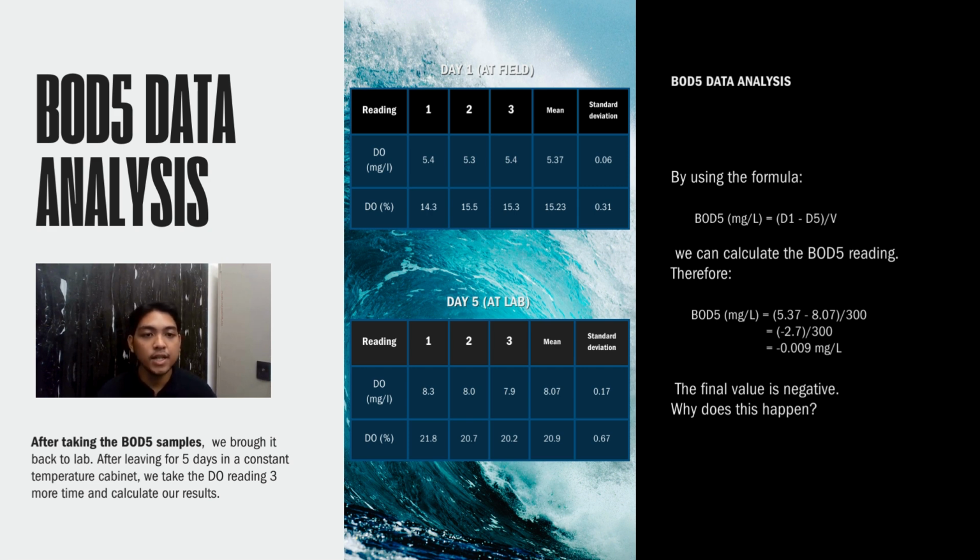So as you can see from the table, by using the formula BOD5 equals D1, which is the DO meter initial reading on day 1, minus the day 5 reading, divided by the total volume of water, we can calculate the BOD5 reading. But as you can see from the calculation that I made, the final value is negative. And now I'm going to explain why this happens.